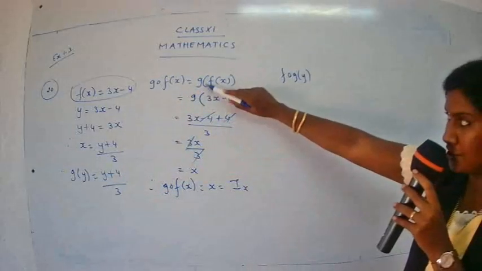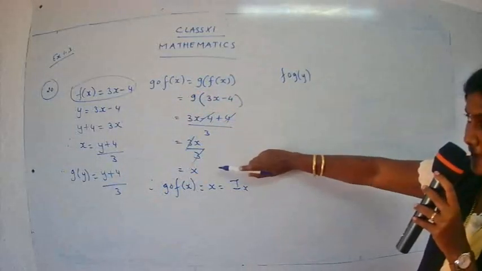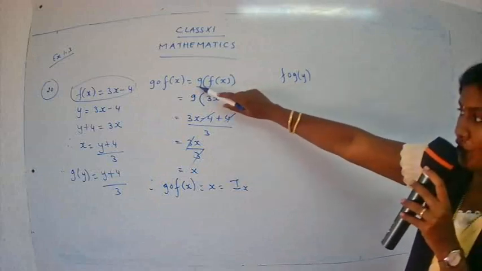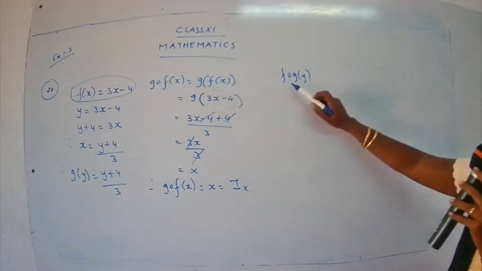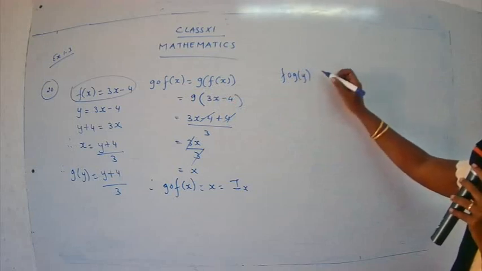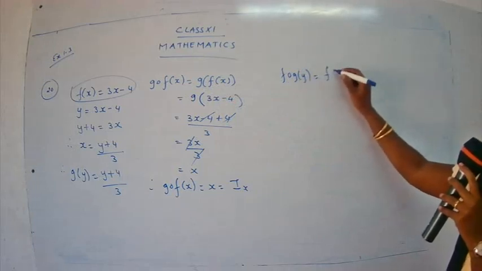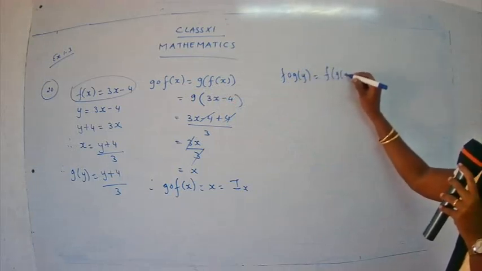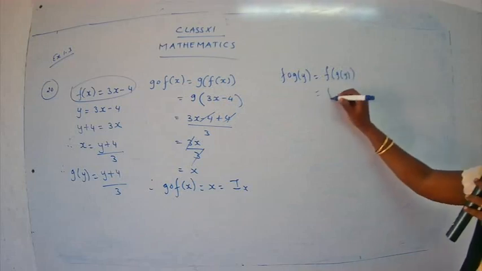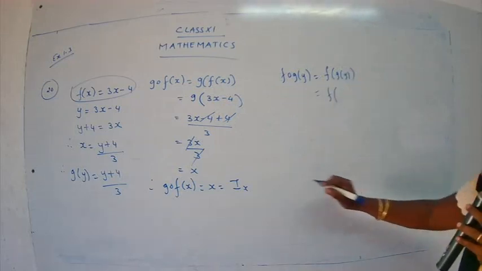Then you have to follow the composition of functions. You have to solve and get the value. We have done for G O F X, and now we are going to go for F O G Y. What is F O G Y? F of G Y.